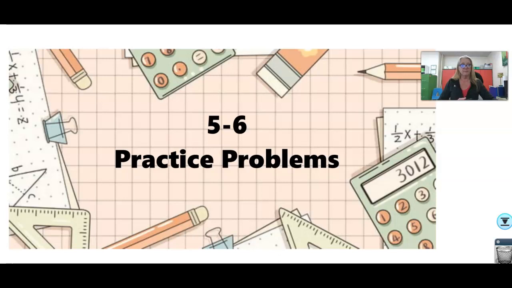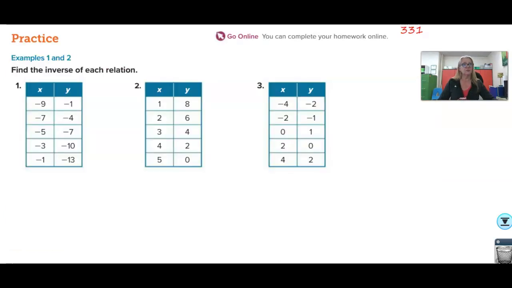These are the practice problems in your workbook, section 5-6. We're going to be starting on page 331. Okay. So, in this section, we are trying to find the inverse of a function. Well, when we're given a table like this, all we have to do, these are XY coordinate points.